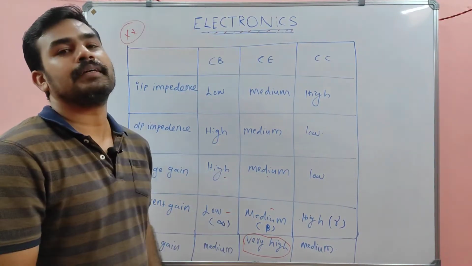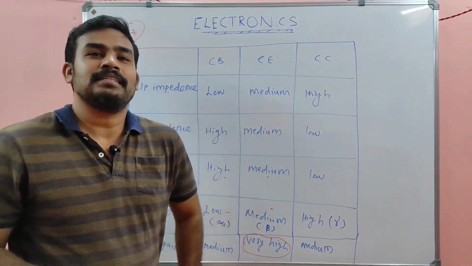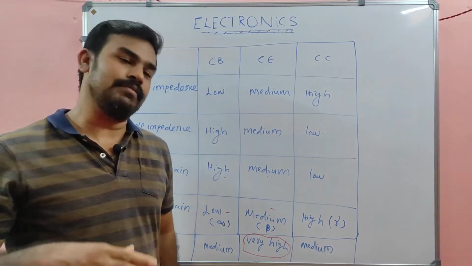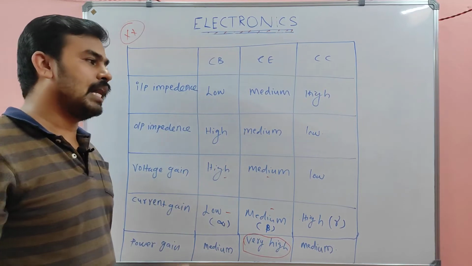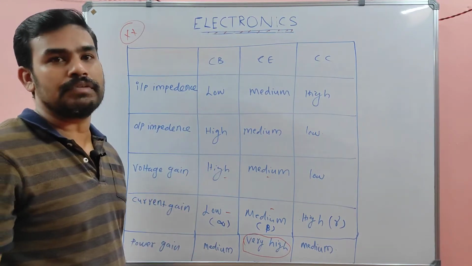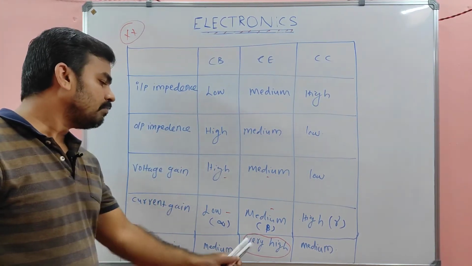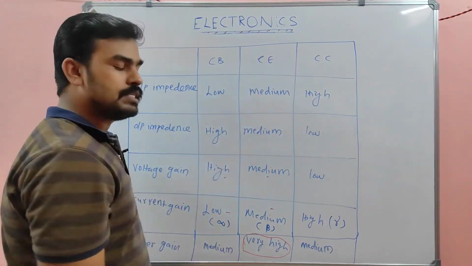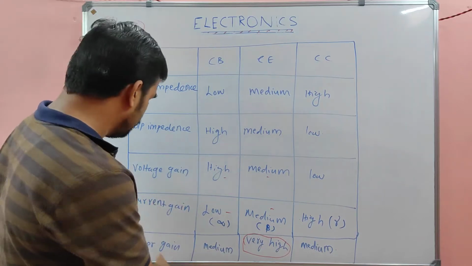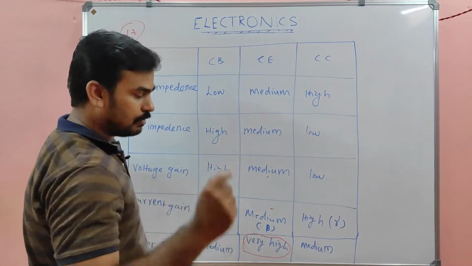But there is a problem with common emitter. You will learn, when transistors are cascaded, the output will be 180 degrees out of phase with the input. So the common emitter configuration has a very high power gain. This term you have to note down.